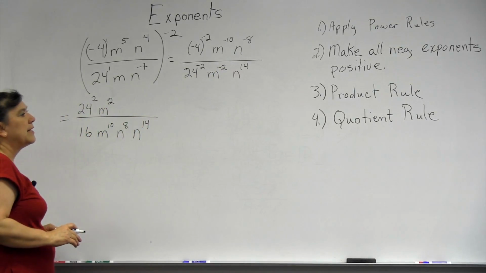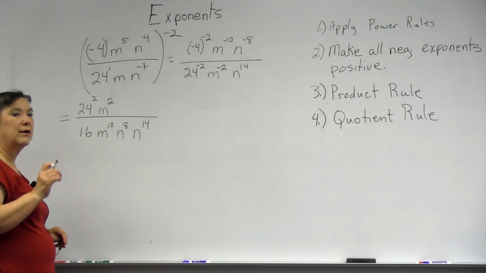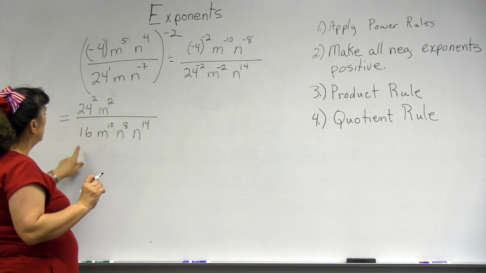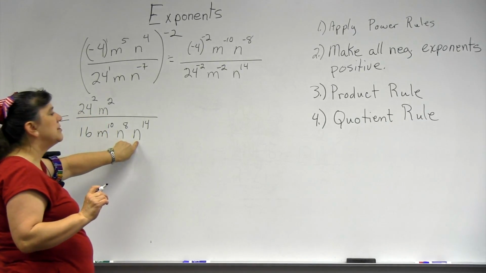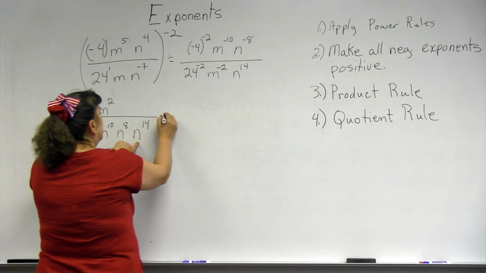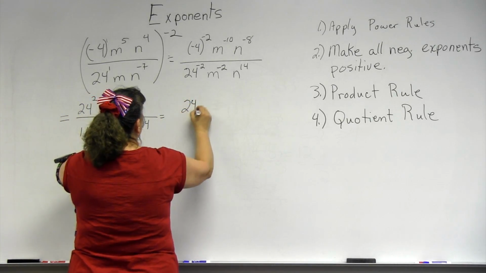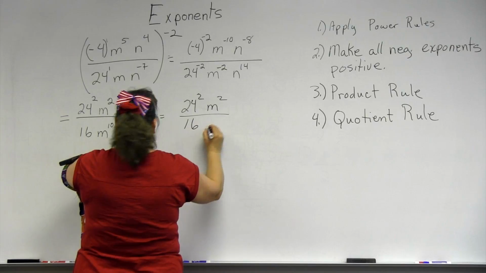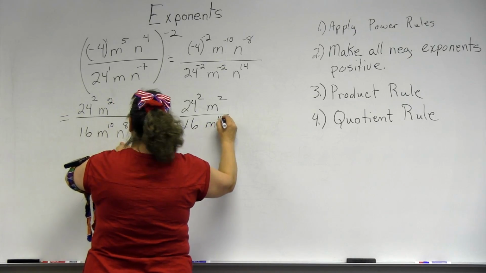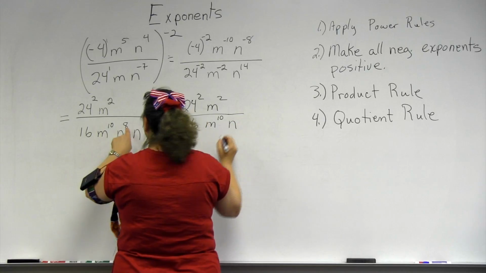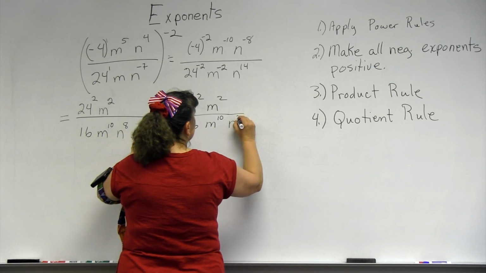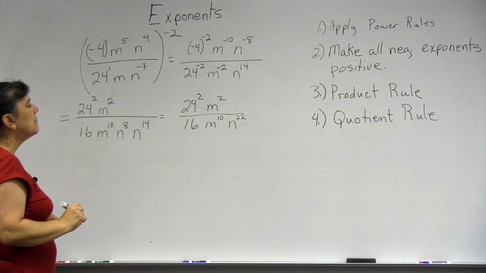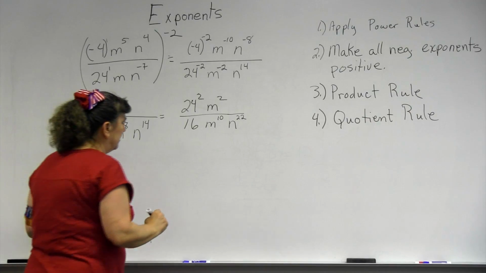All right? Next step says apply the product rule. Remember, product rule says same base as a multiplication. No same bases on top, but on the bottom, we have these two have the same base. So that's going to be the product rule applied there. 24 squared, m squared over 16, m to the 10, and n to the 8 plus 14 makes the 22nd power.